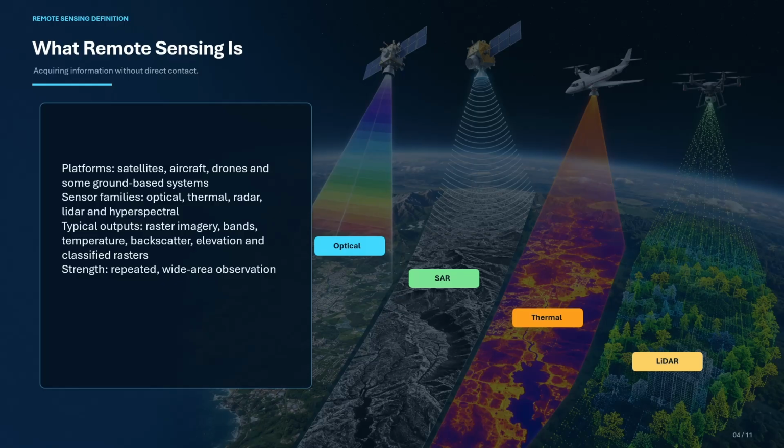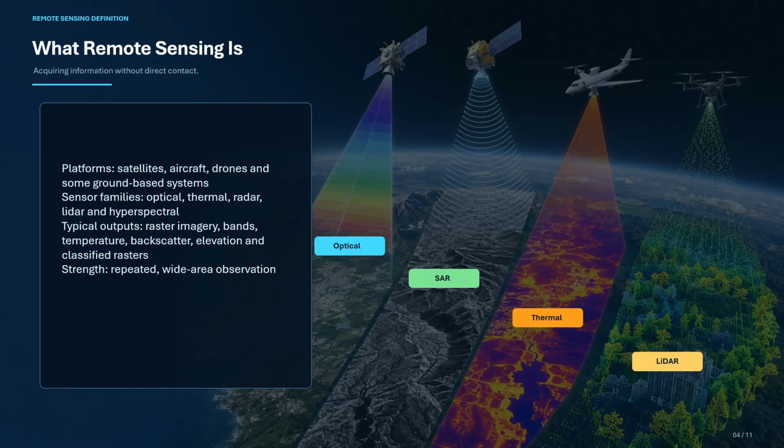Now let us understand remote sensing. Remote sensing means collecting information about the earth without touching the objects directly. So here you can see different kinds of sensors. This is usually done by satellites, aircraft, drones, or special ground-based sensors. These sensors measure energy reflected or emitted by the earth.